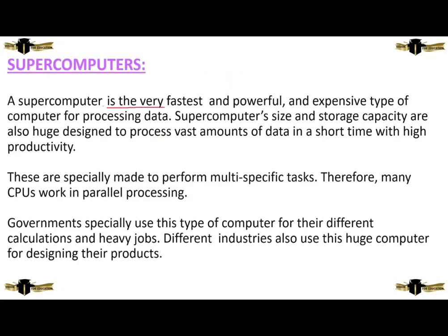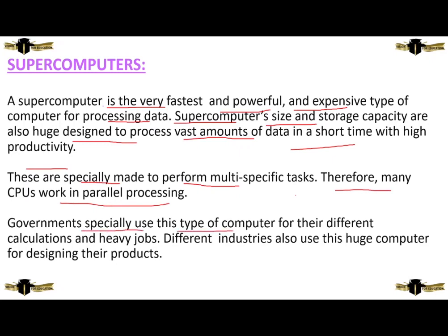A supercomputer is the very fastest, most powerful and most expensive type of computer for processing data. Supercomputers' size and storage capacity are huge, and they are designed to process vast amounts of data in a short time with high productivity. They are specially made to perform multiple specific tasks, and therefore many CPUs work in parallel processing. Governments especially use this type of computer for their different calculations and heavy jobs. Different industries also use this huge computer for designing their products.